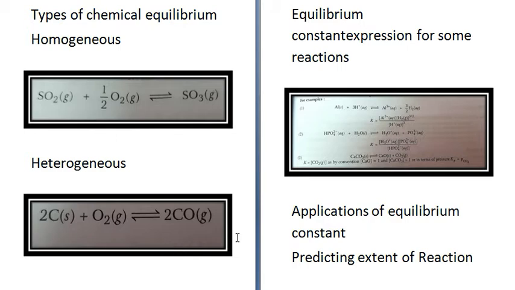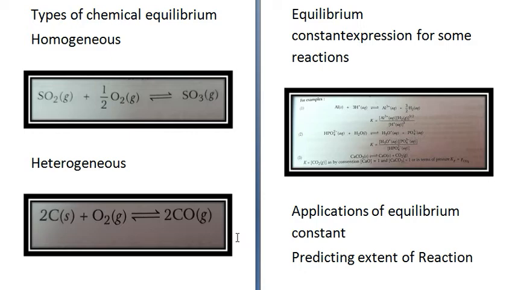Now we come to the equilibrium constant expression for some reactions. When we are writing the expression for equilibrium constant, you should keep in mind that the concentration of a pure solid or liquid is taken as unity. Unity means 1. And the concentration of solvent is considered as constant because it is present in large excess and its concentration does not change appreciably during the reaction.